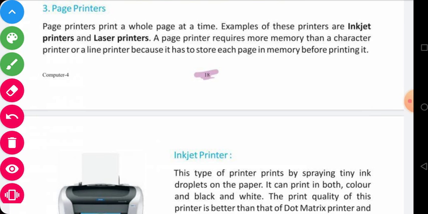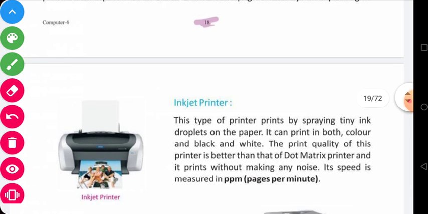So the fastest of the three printers is the page printer, and examples of page printers are inkjet printers and laser printers. Now we are going to understand what inkjet printers and laser printers are, because in both we require memory to print the whole page. Also, the quality and the technology in these two printers are quite different. So we are going to learn what an inkjet printer and a laser printer are.